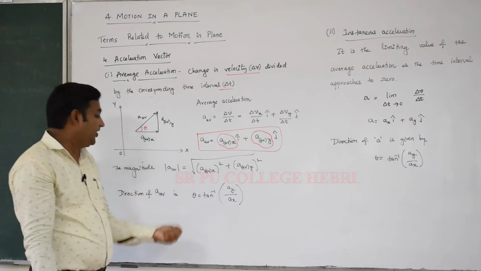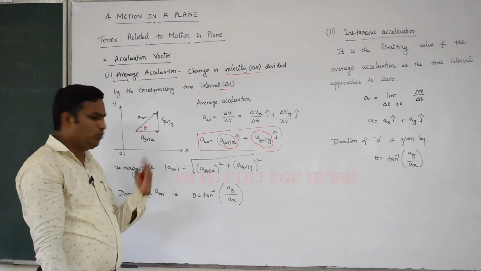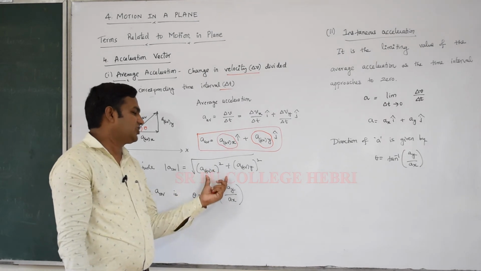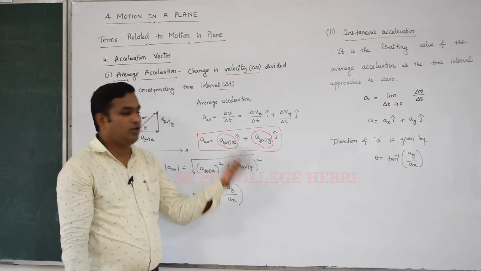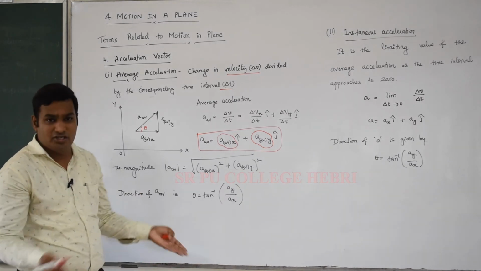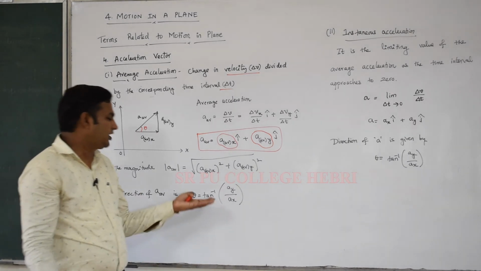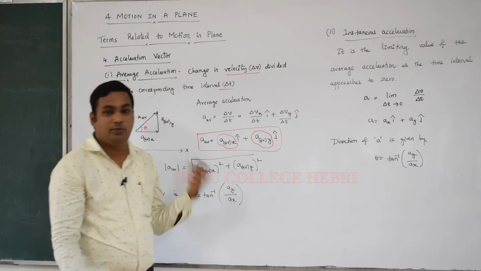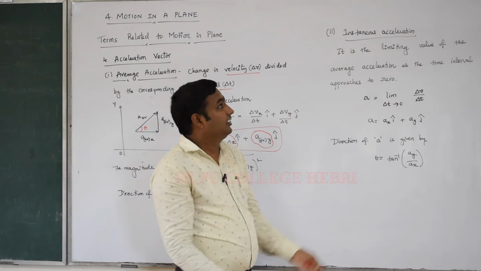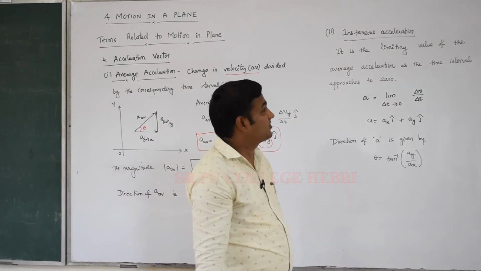Next, if I want to find the magnitude of that, again you will learn square root of average acceleration along x axis square plus average acceleration along y axis square, and the direction of average acceleration, once again similar to the previous step, theta is equal to tan inverse of y component divided by x component, which is nothing but ay divided by ax.